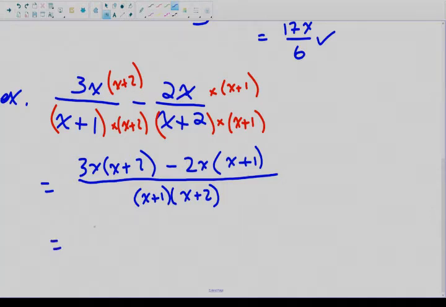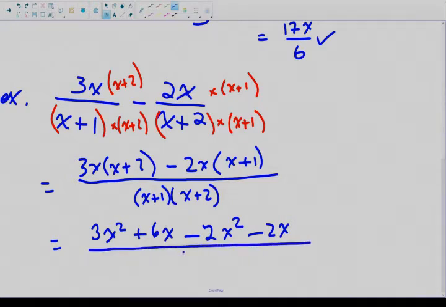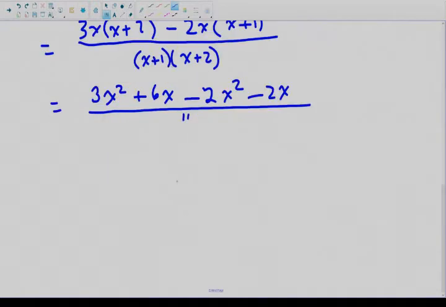We get 3x times x, which is 3x squared, plus 6x, minus 2x squared, minus 2x. And one little trick that I do for these, and I've shown this before, is I'm going to use these little quote marks to represent that we're just repeating the bottom here without changing it, but it's still there. It just helps me remember that it's still there. And now let's write our final expression.